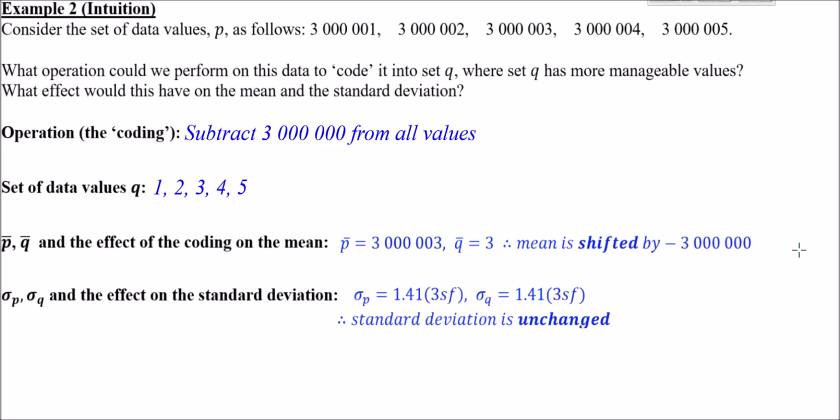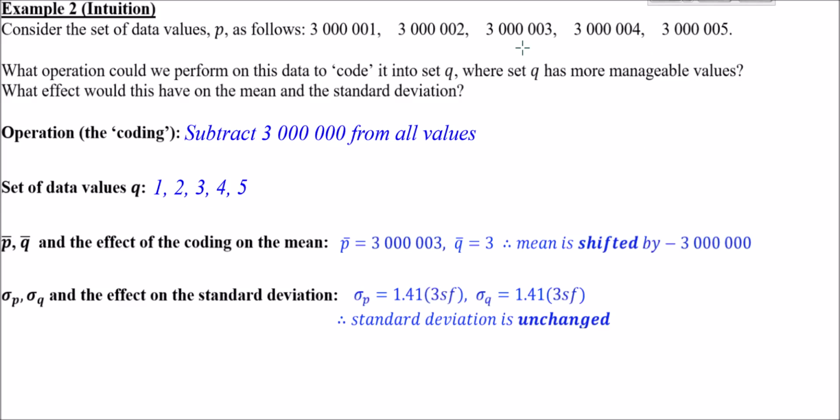But let's just think about what the standard deviation is. It's a measure of the average spread away from the mean. So look at this data here. For Q, the mean was 3. How spread out is, for example, 1 from 3? That's 2 away. 5 is 2 away from the mean. 2 and 4 are 1 away from the mean.